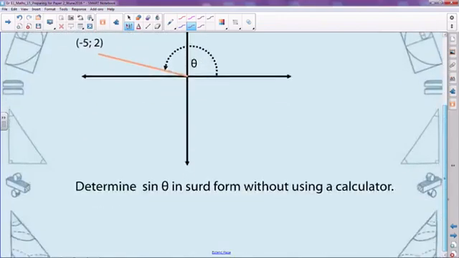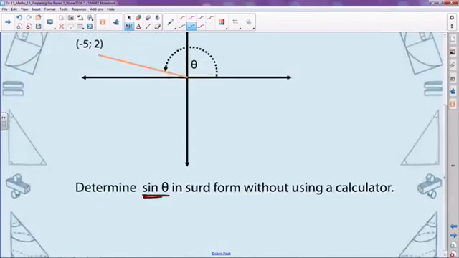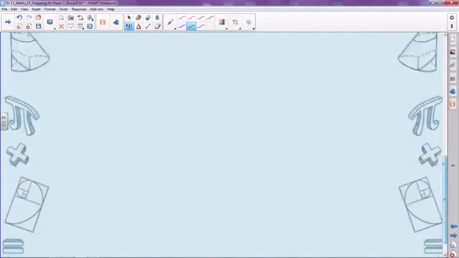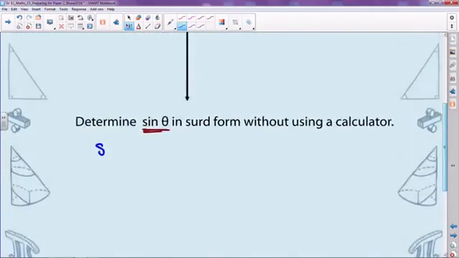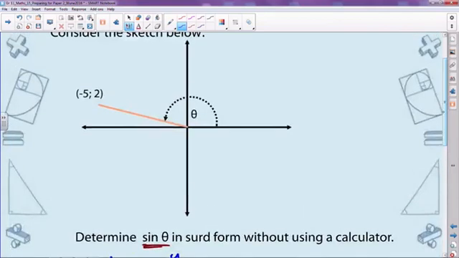Right. Now next, determine sine theta in surd form without using a calculator. All right. Now, what do we know about sine? We know that sine theta is y over r. Now, we are stuck here. We have x, we have y. So what does that mean to us? We need to complete a triangle, right? So a triangle, we've got 5 units this side. So we have -5 and then 2 there. Then we need to work out what our r is. So now if you've got your right angle triangle, you'll be able to work out what r is using Pythagoras.